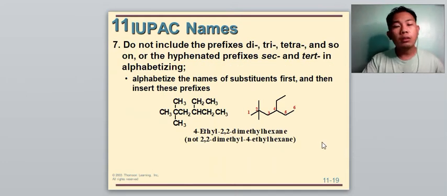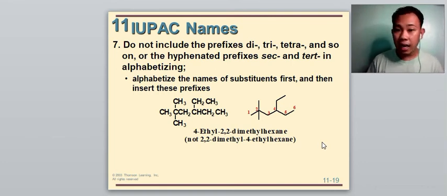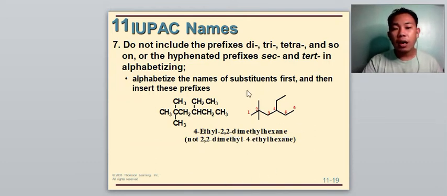The last rule: do not include the prefixes di, tri, tetra, and so on, or the hyphenated prefixes sec, tert, in alphabetizing. That means we alphabetize the names of substituents first and then insert these prefixes. Like for example, in this compound, we have 4-ethyl-2,2-dimethylhexane. So now, again, let's try to look into this.